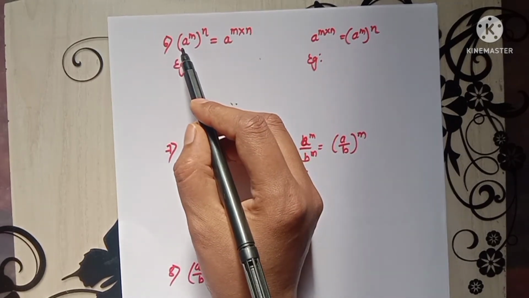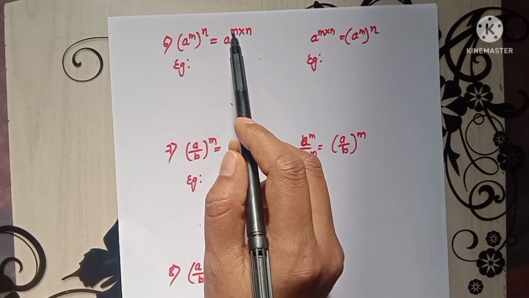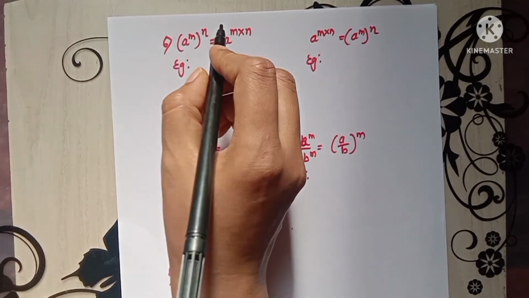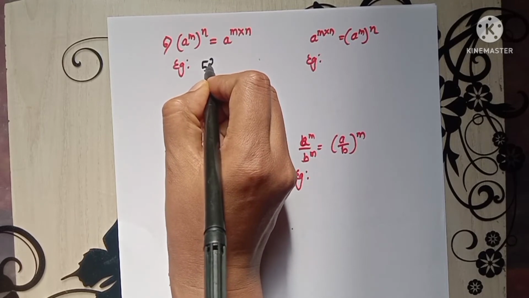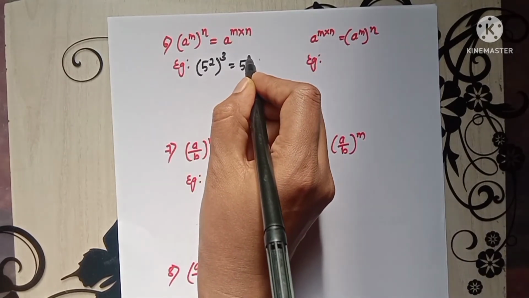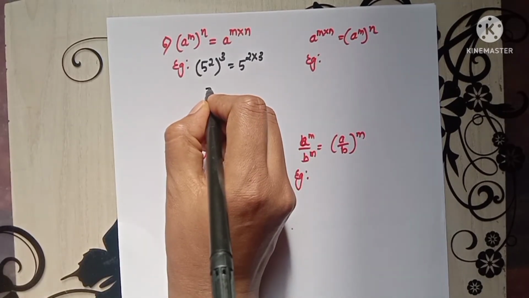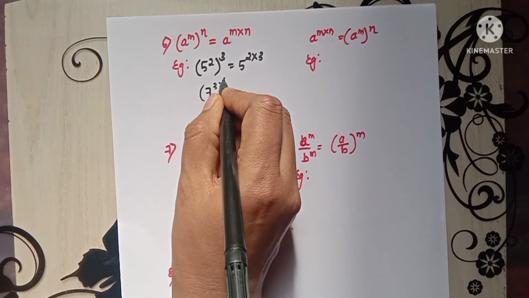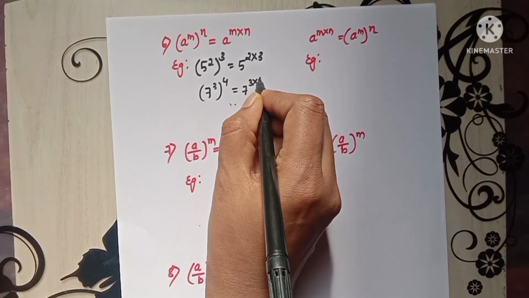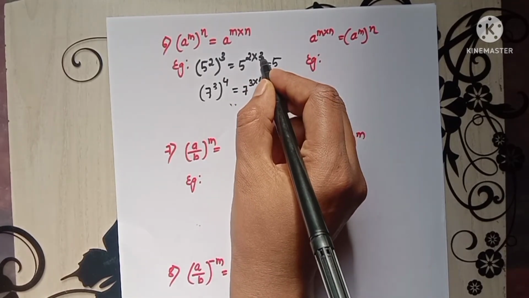Sixth one. A to the power m, the whole power n, is equal to what? A to the power m into n. So suppose you have an example, 5 to the power 2, the whole power 3. It can be written as 5 to the power 2 into 3. Okay, let us take another example. Suppose you have 7 to the power 3, the whole power 4. It can be written as 7 to the power 3 into 4. What is 3 into 4? It is 12. Here it is 5 raised to 6.